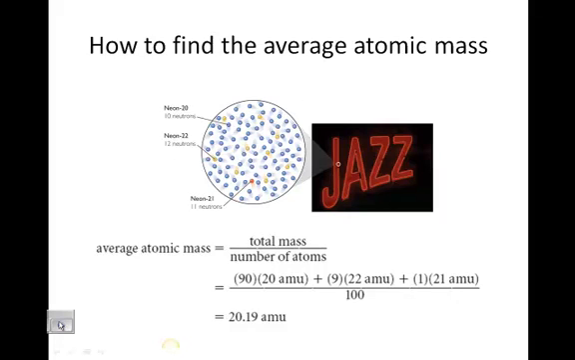To find the average mass, you simply take the total mass. To get the total mass, you take each atom, multiply it by its mass value. So here in the blue we have 90 atoms multiplied by the mass. In the yellow, for neon 22, we have 9 of those particles, so multiply it by its mass. And then only 1 neon 21 particle, so 1 times 21. Now you just divide it by however many atoms you have, and you calculate the average. Just as a check, notice that your average is somewhere in between all of the masses, and averages always are.